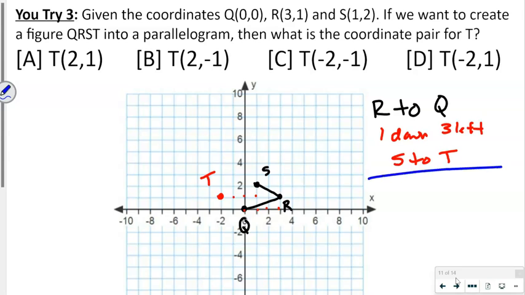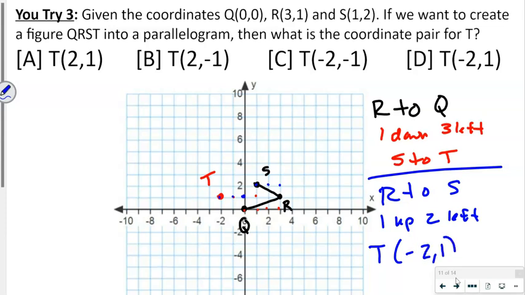So now let's look at from R to S. Okay, so what are we doing here? 1 up, 1, 2 over. So 1 up, 2 left. So from Q, 1 up, 1, 2 left. See it? So notice again, we got the same T. So T is going to be at negative 2, comma 1. And I'm going to draw the other two sides of my shape.